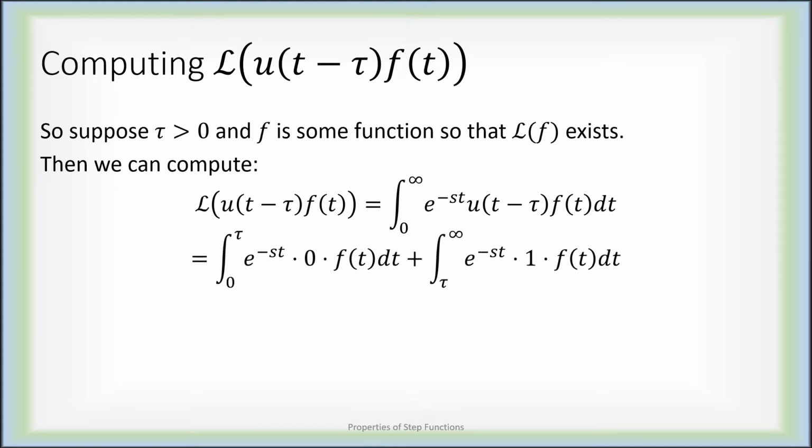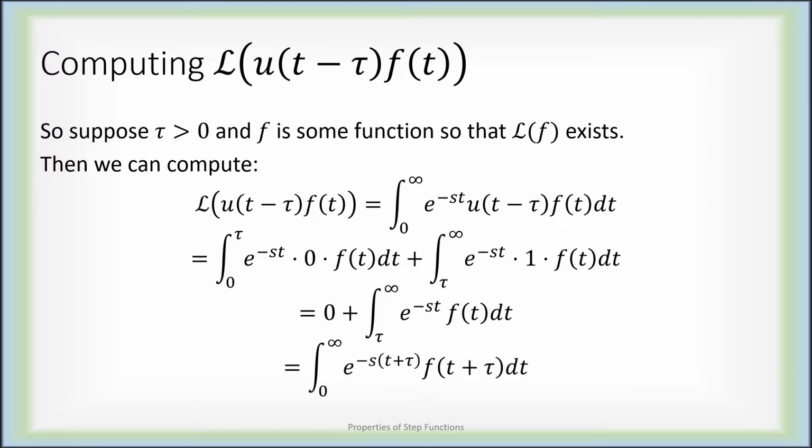When t goes from 0 to tau, the step function is 0. But when t goes from tau onward, the step function is 1. Now that left integral is just 0, because we are integrating 0 on a nice finite interval. And on the right, we just have e to the minus st f of t. This is very close to being the Laplace transform of f, but the bounds of integration are wrong. The integral starts at tau rather than at 0, so we're going to do a change of variables.